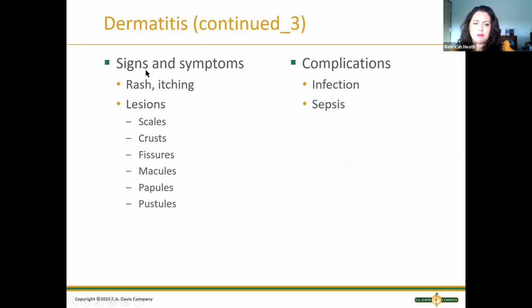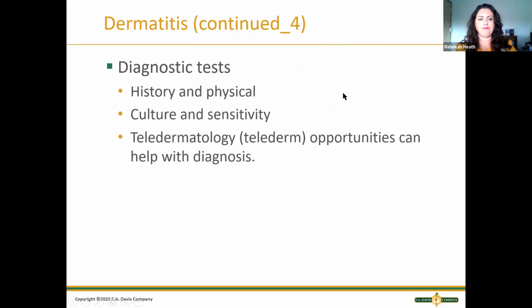So signs and symptoms: rash, itchy. You might have lesions, scales, crusts, fissures, all of these. I'm not going to go over those in depth, but just look through your book and read those. So what are some complications? Well, anytime we have irritation to the skin, it could lead to an opening on our skin, which would be a portal of entry, right? Like infection. So complications could be infection, which could lead to sepsis, that systemic infection.